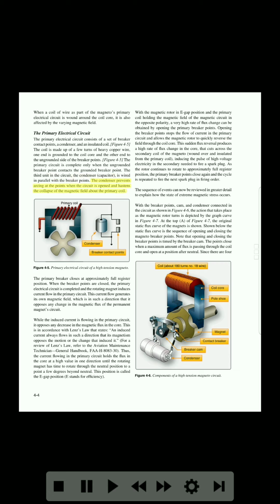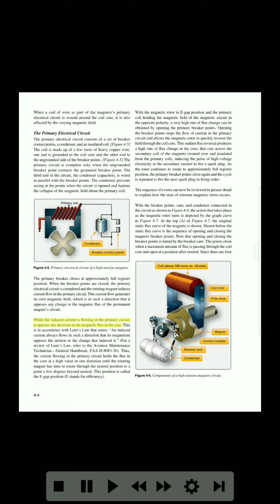The condenser prevents arcing at the points when the circuit is opened and hastens the collapse of the magnetic field about the primary coil. Primary coil, condenser, breaker contact points. Figure 4-5. Primary electrical circuit of a high-tension magneto. The primary breaker closes at approximately a full register position. When the breaker points are closed, the primary electrical circuit is completed and the rotating magnet induces current flow in the primary circuit. This current flow generates its own magnetic field, which is in such a direction that it opposes any change in the magnetic flux of the permanent magnet circuit.